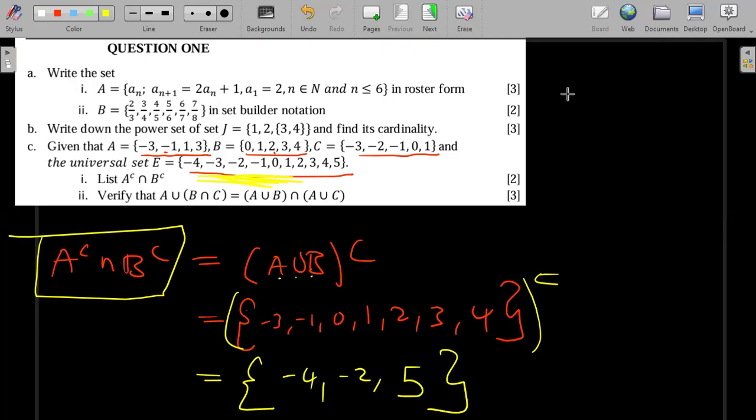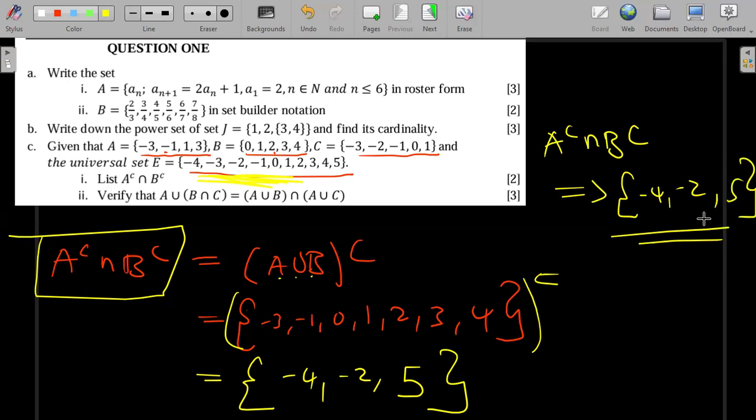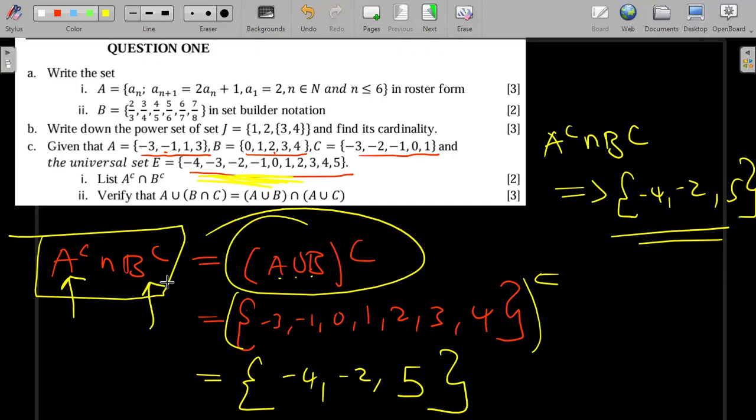So my A complement intersection B complement will just be the set -4, -2, and 5. This will be my set. But how did I find it? I used De Morgan's laws. But there's no problem if you want to find the A complement, and then find the B complement and then intersect them. You're still going to find this answer. All right, so that is that.